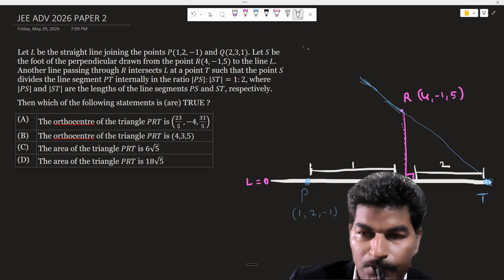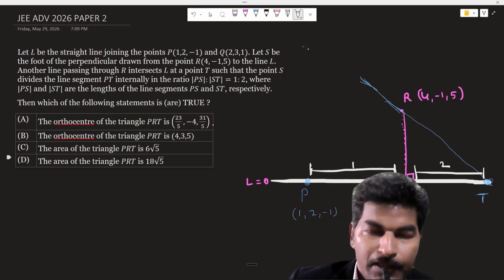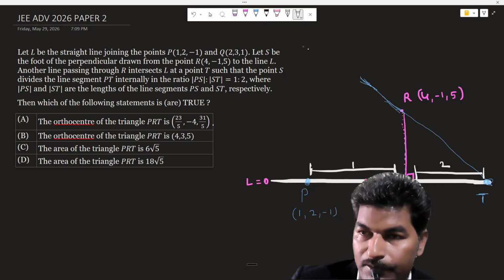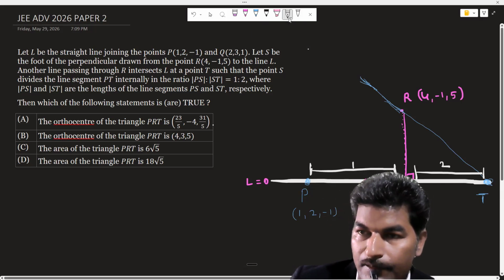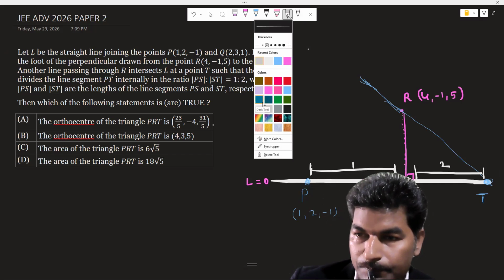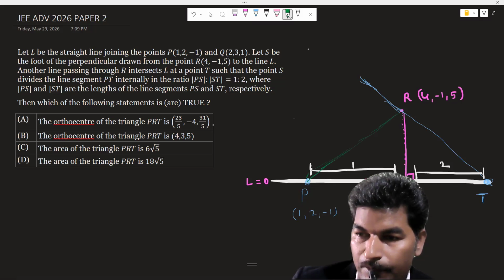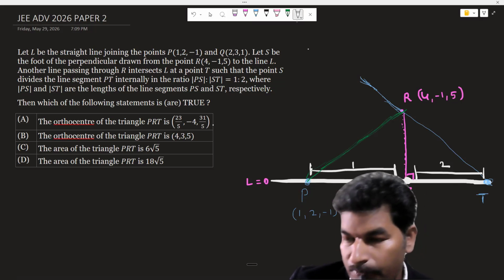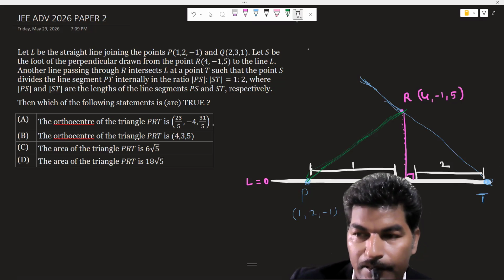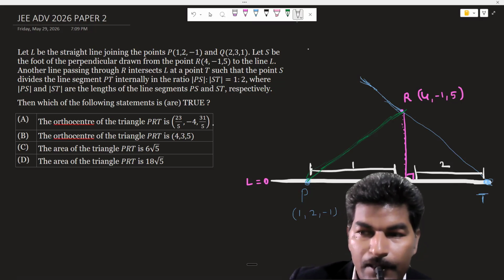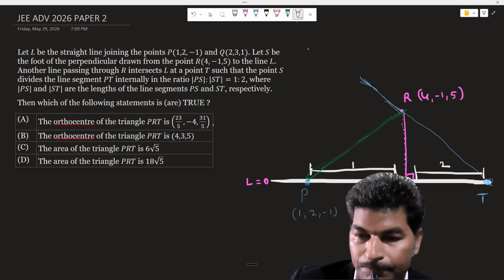Two options they mentioned are about the orthocenter, and two options they gave are about the area of triangle PRT. Let us join this. So we need to find out the area of triangle PRT and also the orthocenter of the respective triangle. Okay, that's clear.